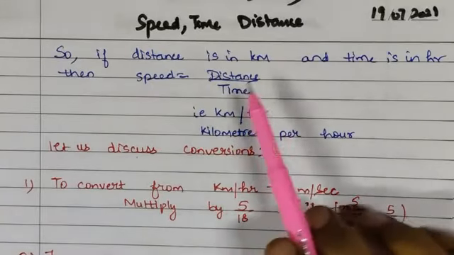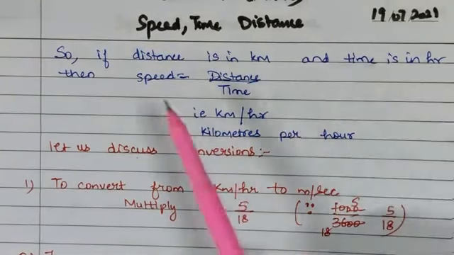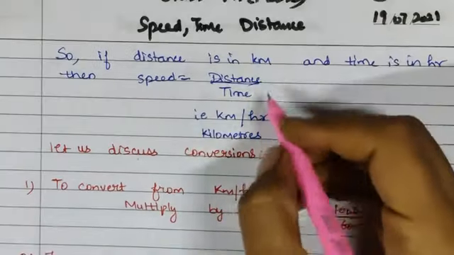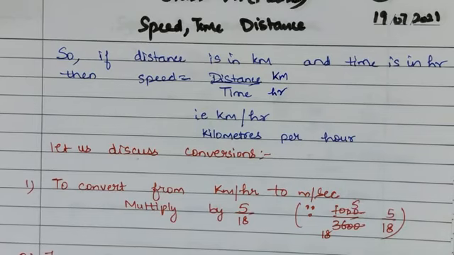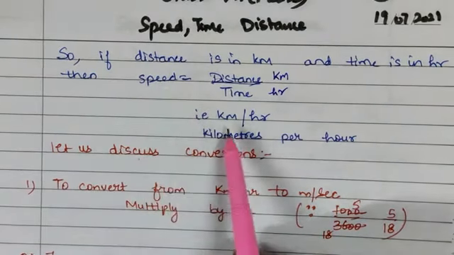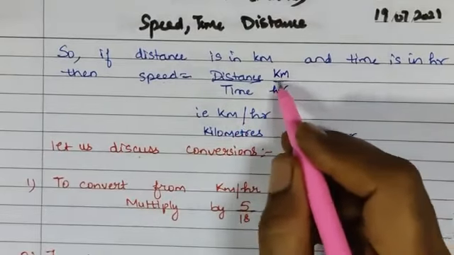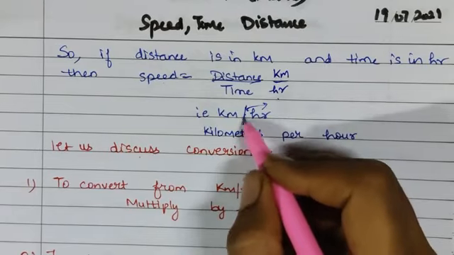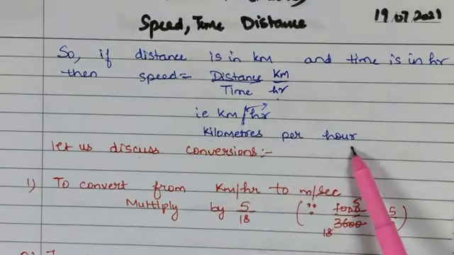If the distance is in kilometer and time is in hour, then speed is equal to distance upon time. This is in kilometers, this is in hour. So we can write the speed will be in kilometer per hour. Upon we are writing, so that's why we are using per hour. We call it kilometers per hour.